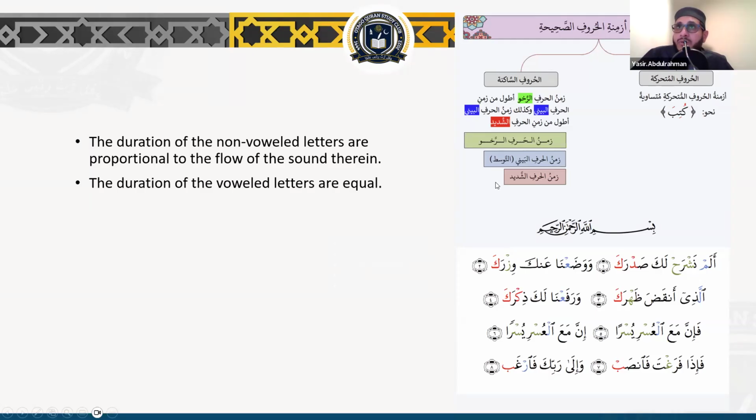When it comes to non-vowel letters, these are all huruf with sukun on them, sakin letters. The loose letters, or the soft letters as the book calls them, take longer to pronounce. The letters which are in between take slightly less than the loose letters, but more than the strong letters. And then the strong letters take the shortest amount of time.